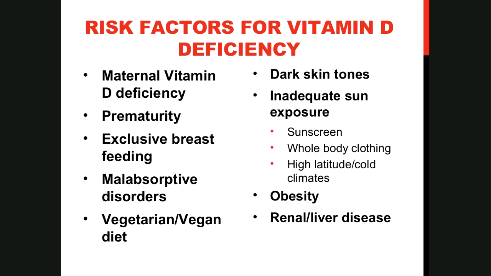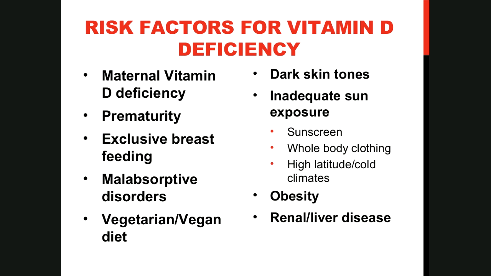So what are the risk factors for vitamin D deficiency? What can we do to prevent rickets? Essentially, we know that maternal transfer of vitamin D occurs across the placenta, and the most critical time that this occurs is in the third trimester. Prematurity certainly is a risk factor for vitamin D deficiency. Breast milk tends to have a very, very low content of vitamin D, about 50 IUs per liter, even in a vitamin D replete mother.